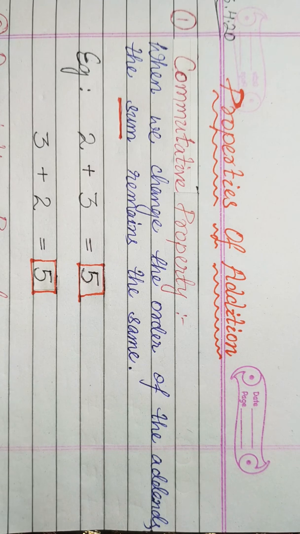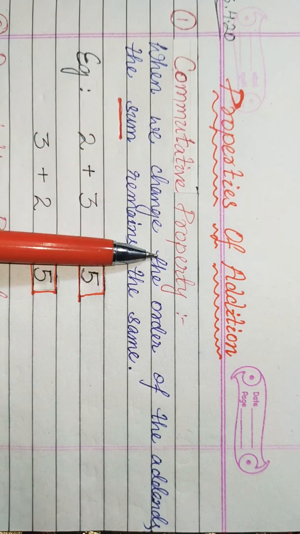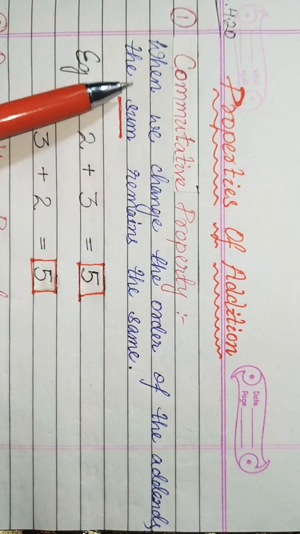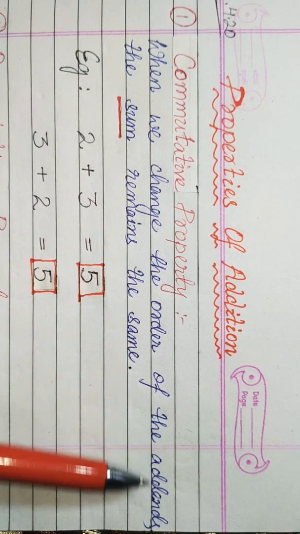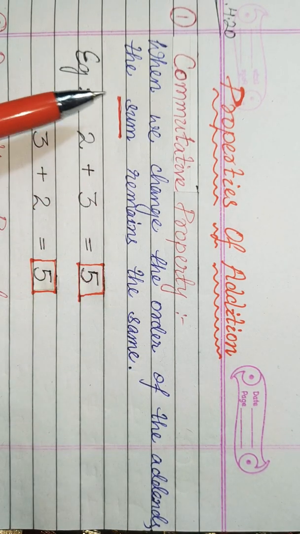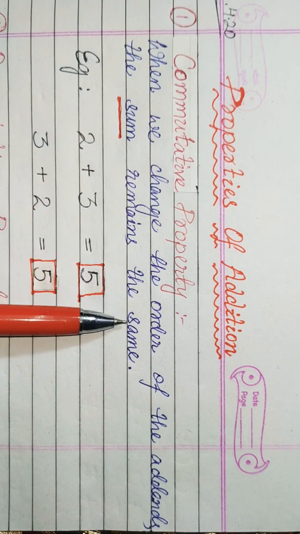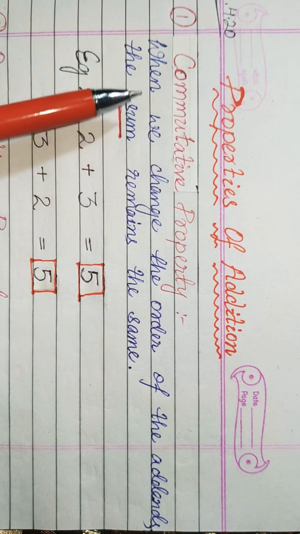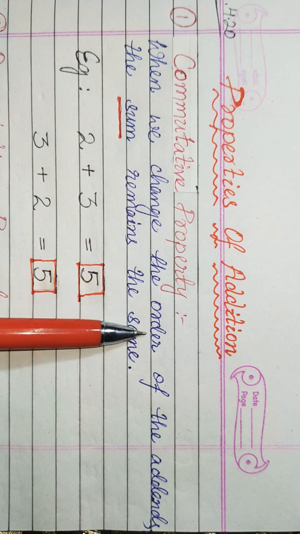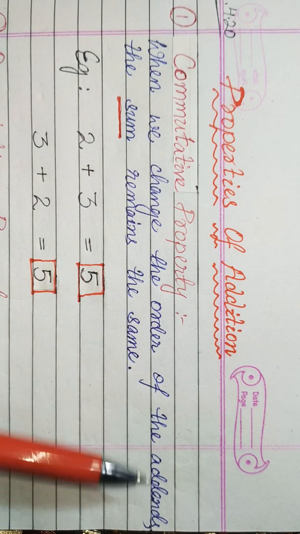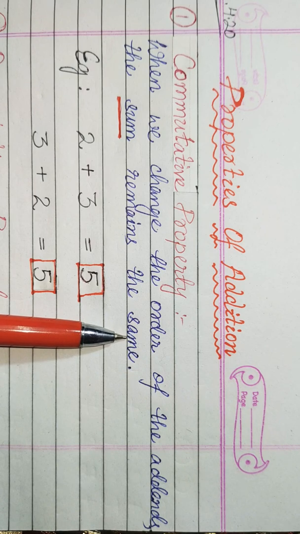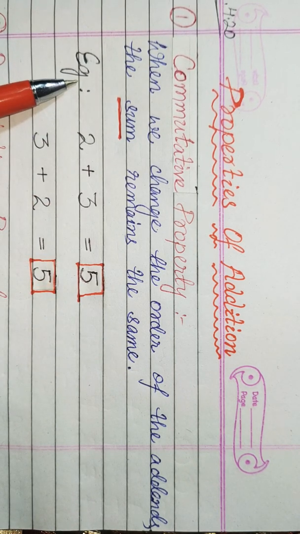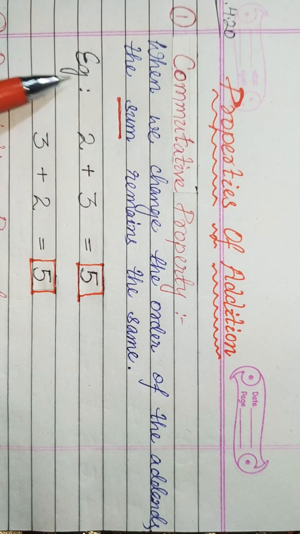Today in this class we are going to study about properties of addition. The first property is commutative property. When we change the order of the addends, the sum remains the same. I repeat, when we change the order of the addends, the sum remains the same. Let's see an example to understand it better.